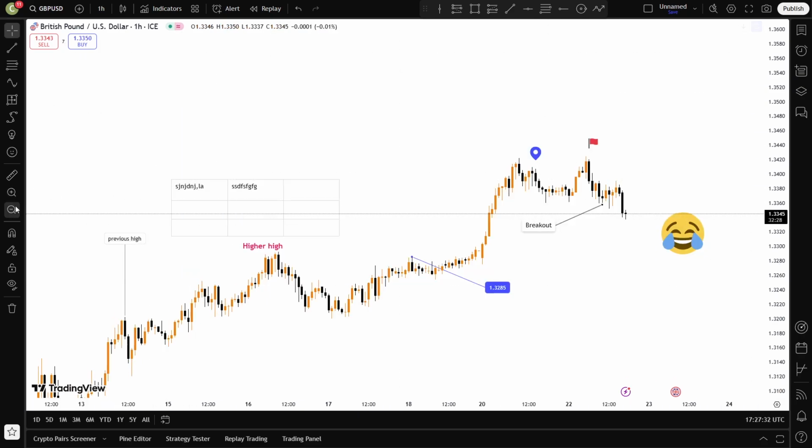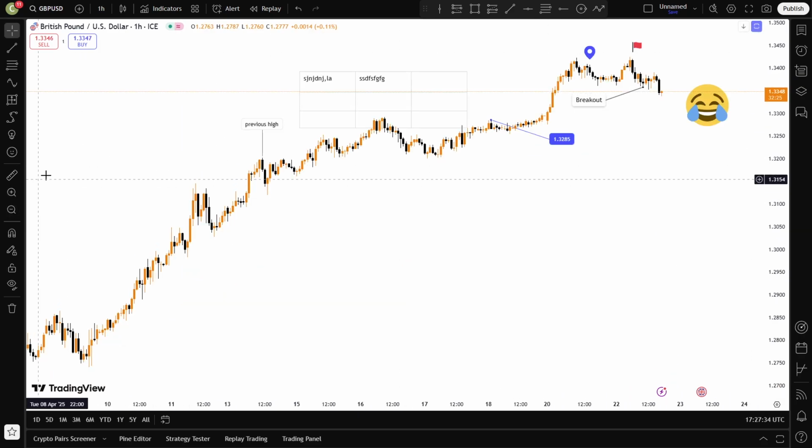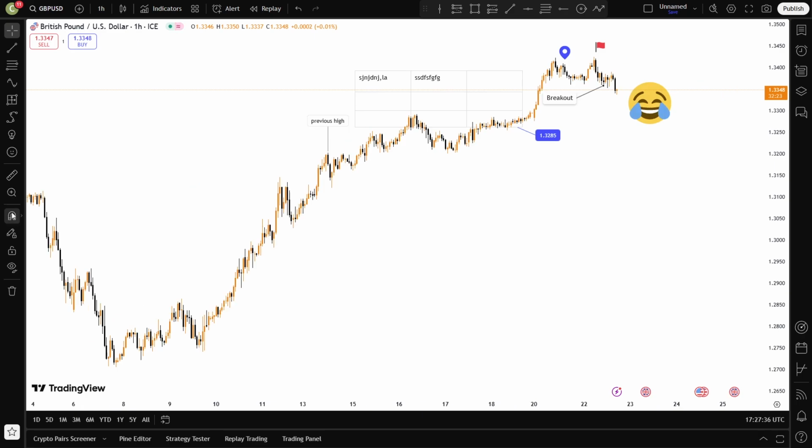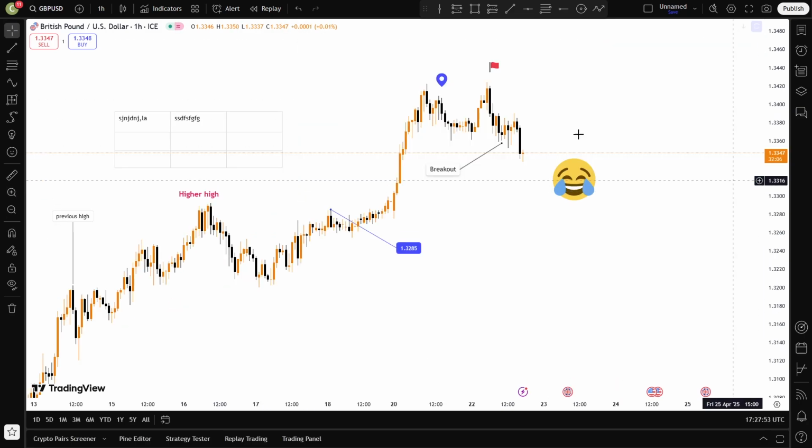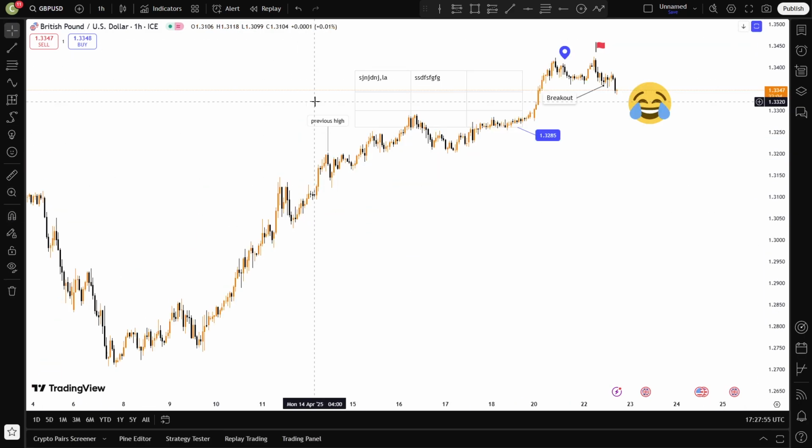And aside from that, we do have the zoom out, and this will just zoom you out of your charts. Just know that the zoom out option only becomes available after you zoomed in using the zoom in tool.